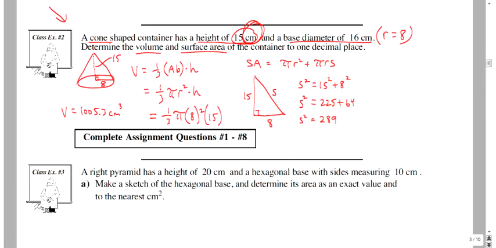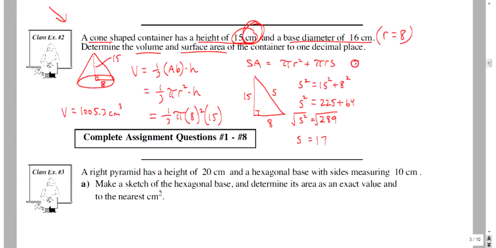Do I want s squared or do I want s? Yeah, s. How do I find s if I know s squared? Square root both sides. The square root of s squared is s. What is square root of 289? It is 17. That's a nice triangle. 8, 15, 17 triangle. It's nice because there's no decimals, right? It's like a 3, 4, 5 triangle. Okay, that's what s is.